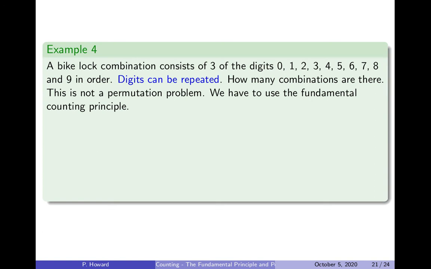This is not a permutation problem. We are not taking 3 of the 10 digits. We may take 3, but we may take 2 and use 1 twice, or we may take just 1 and repeat it 3 times. So to solve this problem, we cannot use the permutation formula. Here's a problem where we have to use the fundamental counting principle.